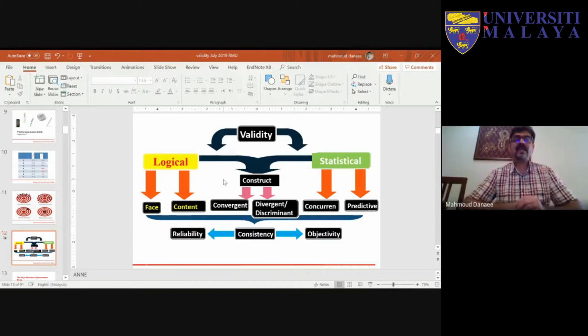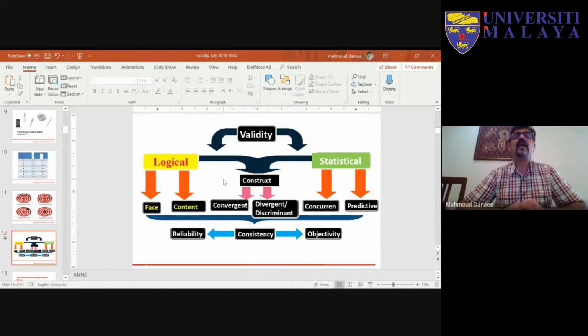In terms of validity, the pretest refers to the logical validity. At the initial step of any research, we need to make sure that our questionnaire is logically validated in terms of face and content. These are two types of validity. Face and content validity can be categorized under logical.